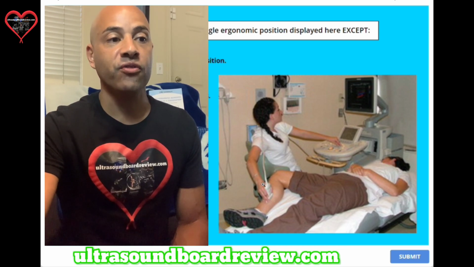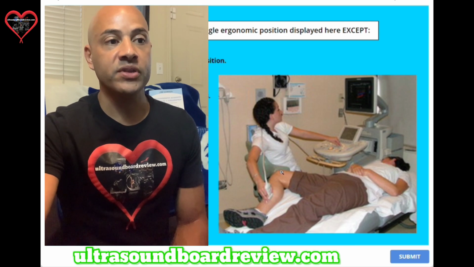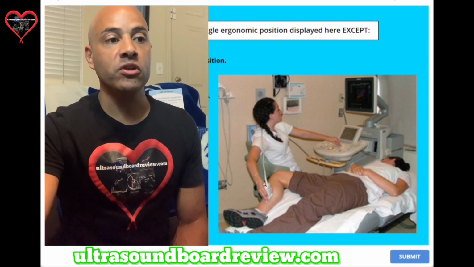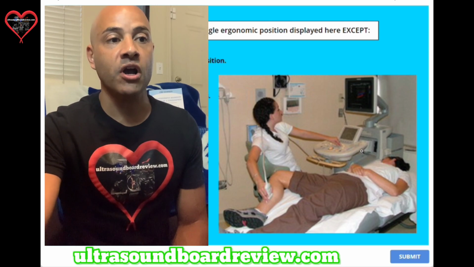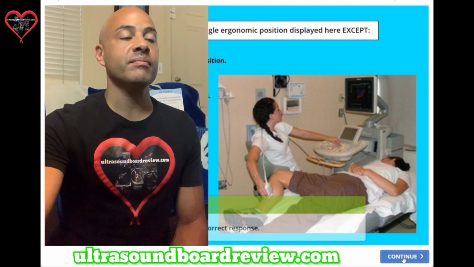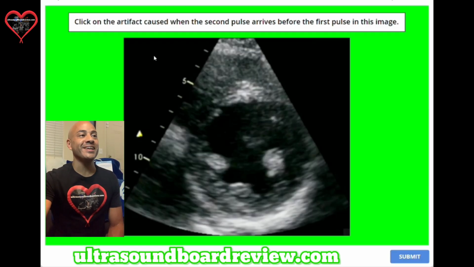This sonographer should sit up straight, put their shoulder in a neutral position, bend their elbow at 90 degrees while resting their forearm on the side of the back part of this chair. The wrist should be in the neutral position, not hyperflexed. The machine should be closer to the sonographer with the monitor at eye level. Question 10. Click on the artifact caused when the second pulse arrives before the first pulse in this image.